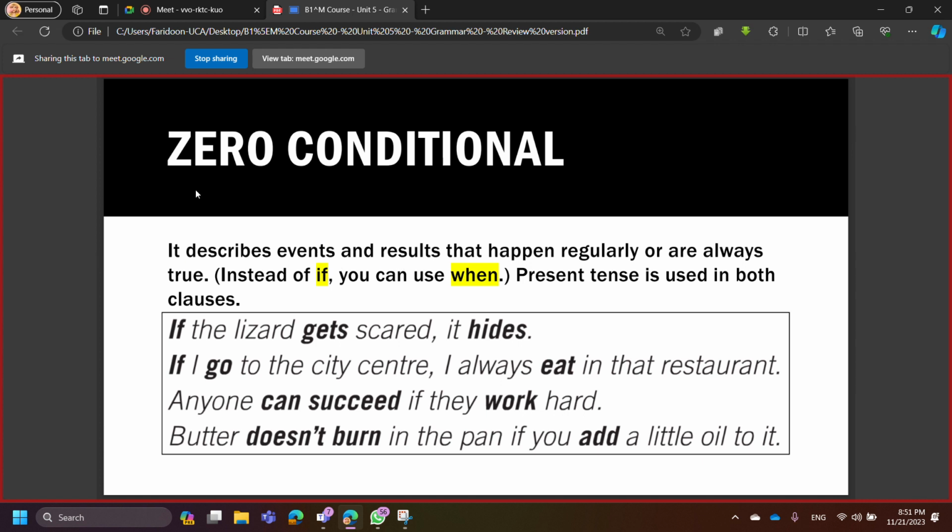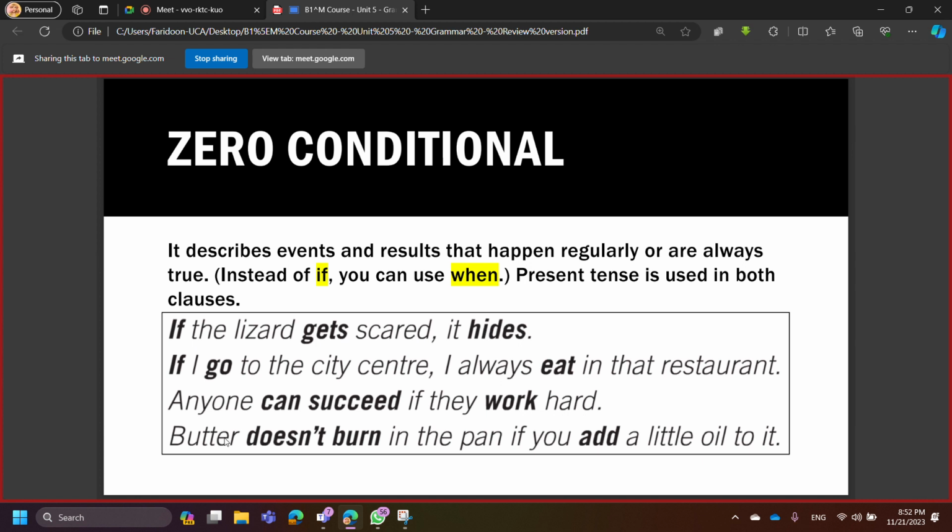Zero conditional describes events and results that happen regularly or are always true. Instead of if, you can also use when in here. Present tense is used in both clauses. For instance, if the lizard gets scared, it hides. This is something that is going to happen most of the time.